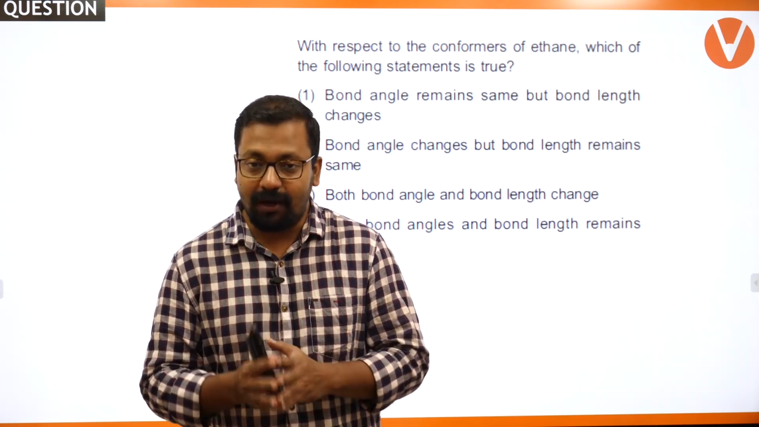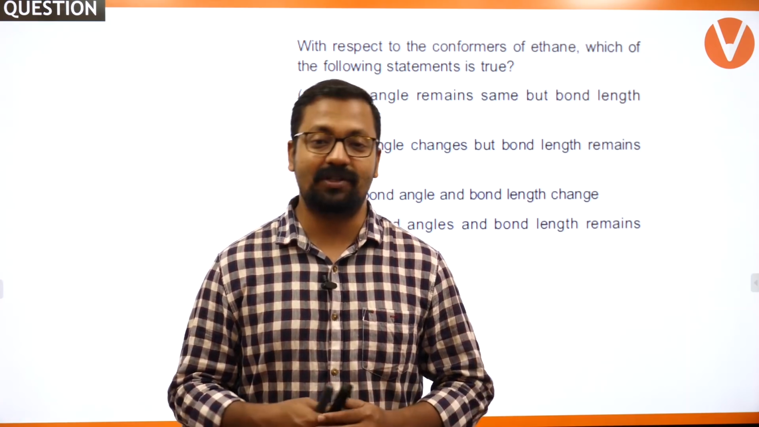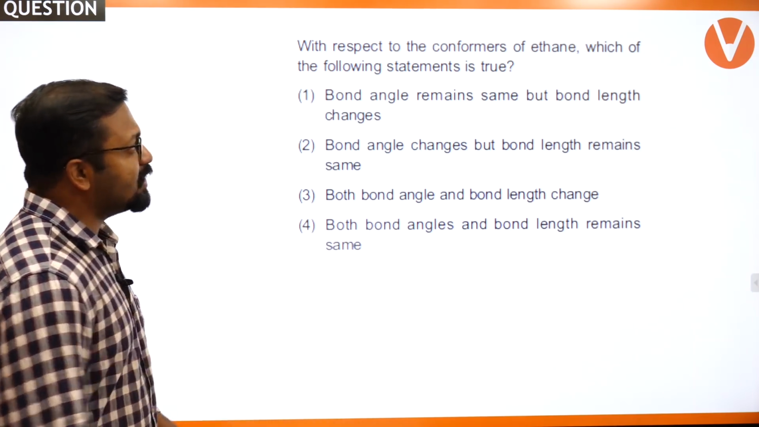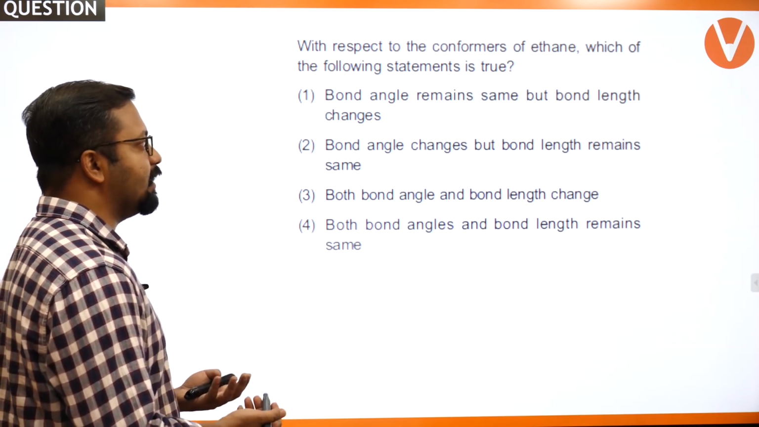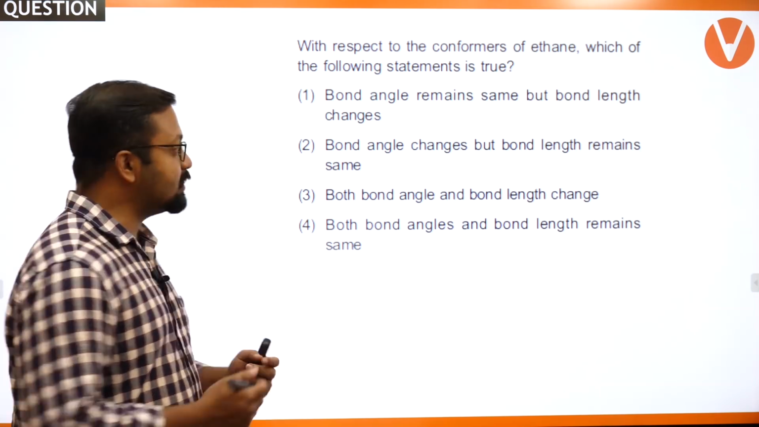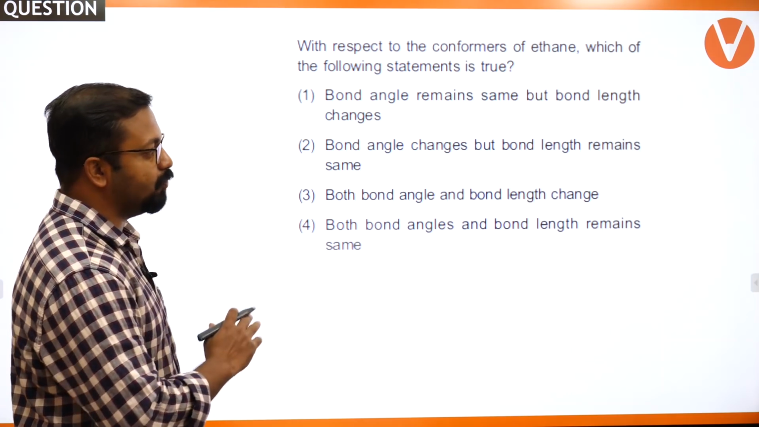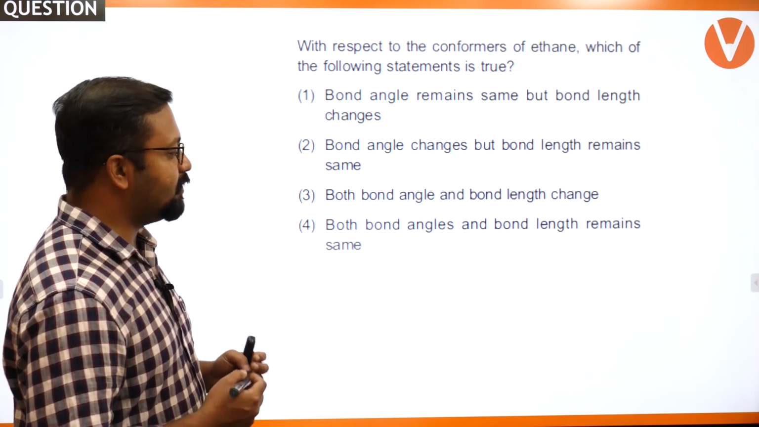Okay, so we have 45 questions and we will try to solve them in as less time as possible. Let's start with the first question. The first question is this: with respect to the conformers of ethane, which of the following statement is true? Bond angle remains the same but bond length changes. Bond angle changes but bond length remains the same. Both bond angle and bond length change, and both bond angles and bond length remains the same.